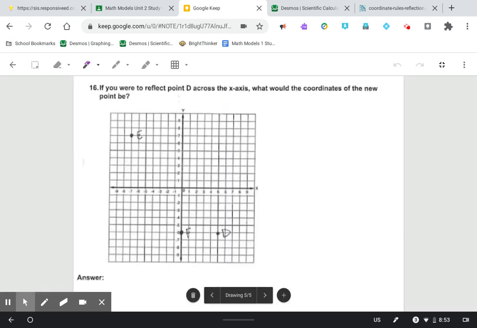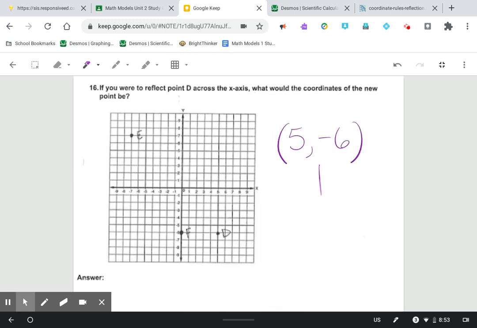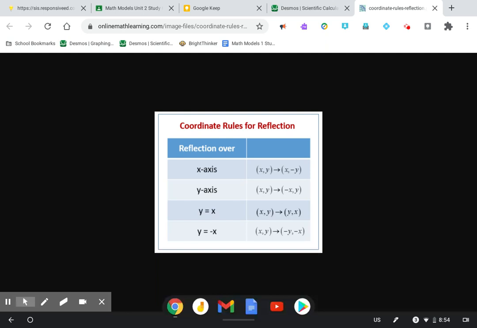So let's hop over. Let's actually write down point D again. Point D is 5, -6, and we're going to change it. And the way we're going to change it is by reflecting across the x-axis. So we hop over here. We see that reflections across the x-axis has a result of changing the y to a negative, but doesn't change the x. So the y is going to go negative, and the x is going to stay the same.